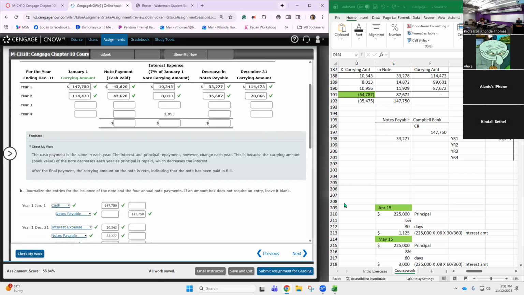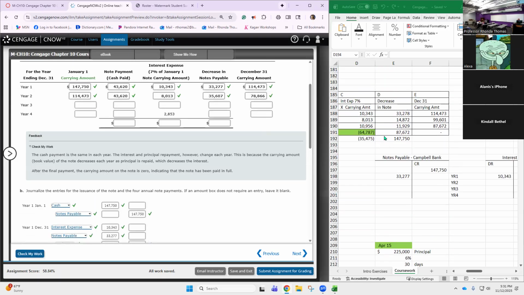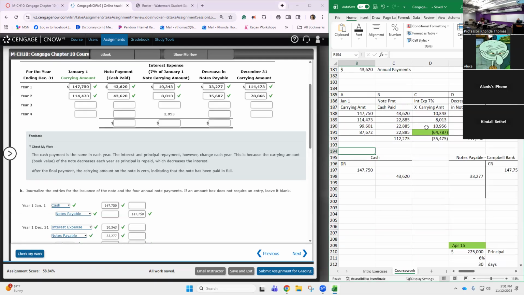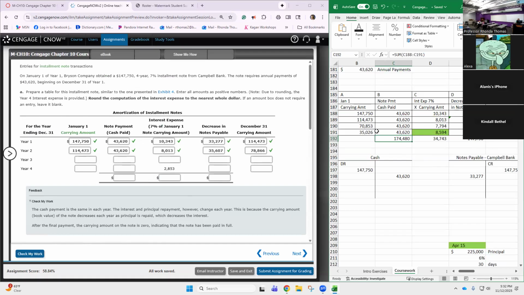Okay, let me see what's over here. All right, we've got that. I'm using my spreadsheet here, and I've got to change all these payments to be what they should be. Okay, so 43,620. And that's what, yep, okay.